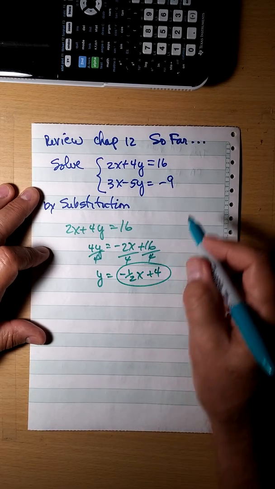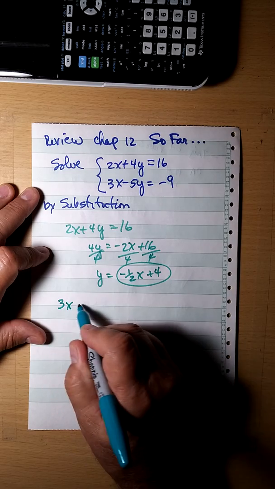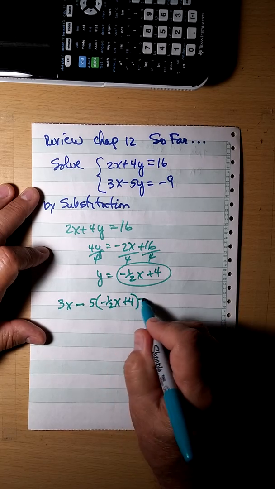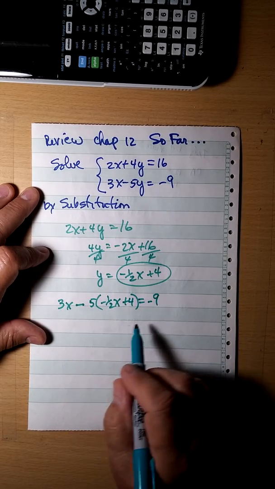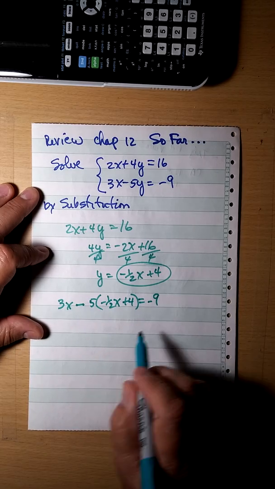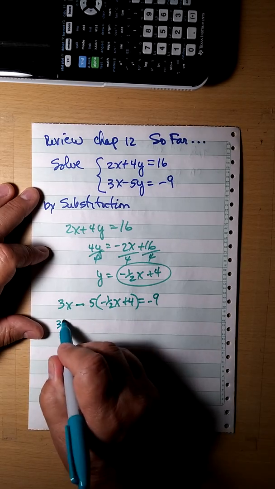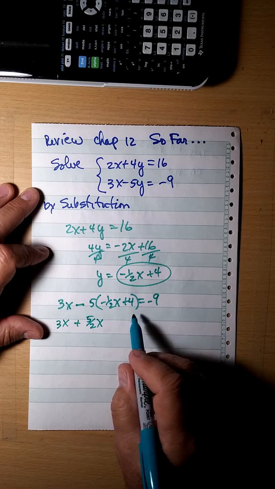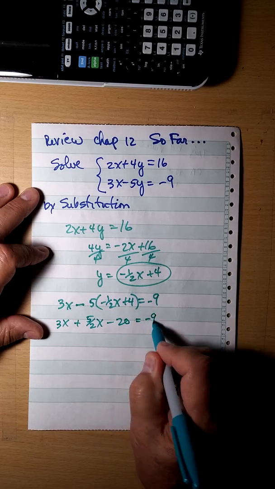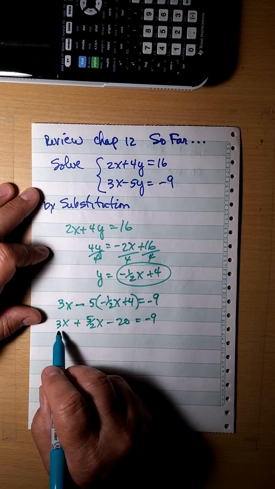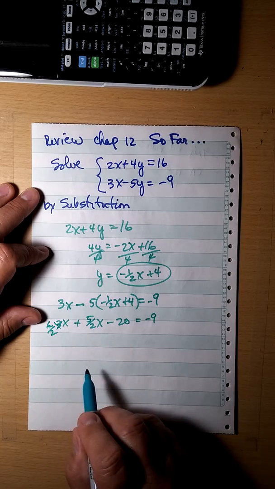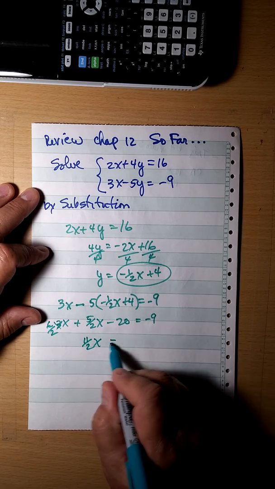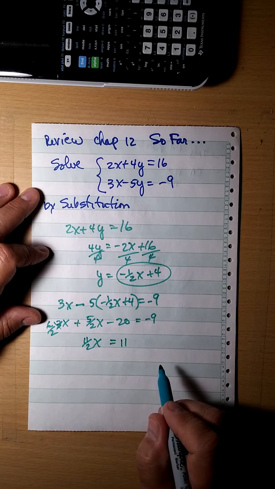And that I'm going to put into the second equation for y: 3x minus 5 times a negative 1/2 x plus 4 equals a negative 9. Now, if you choose something that's not so nice, it won't be so nice. But here, a negative times a negative is a positive 5/2 x, and a negative times a positive is a negative 20, equals negative 9. This 3 is really 6/2 x. So this is 11/2 x, and add 20 to both sides, and you get positive 11.